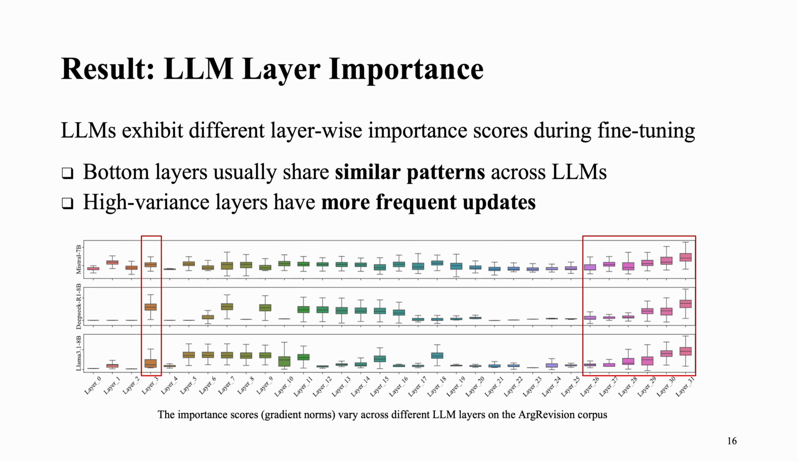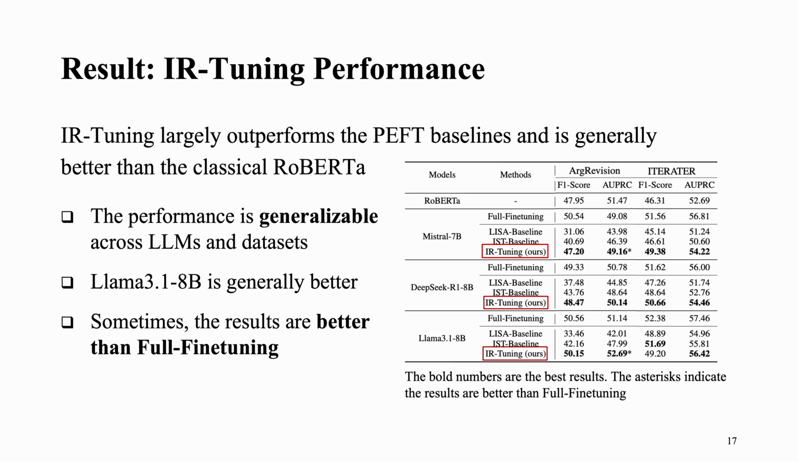We visualized the layer-wise importance scores across the three large models in the figure below. We see that bottom layers usually share similar patterns across different large models. And the layers with high variances, such as some layers in the middle, have more frequent updates, while layers with low variances are mostly frozen. IR tooling largely outperforms the PEFT baselines and is generally better than the classical Roberta model.